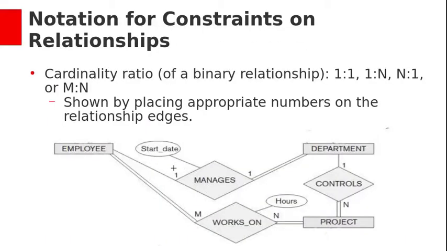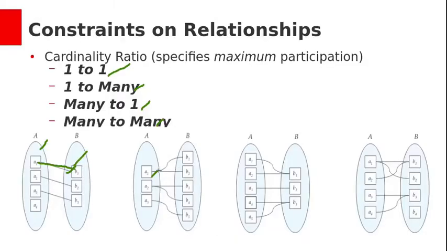In our example database, manages is the 1-to-1 binary relationship. It means one department can have at most one manager, and one employee cannot be manager for more than one department. See here, an entity in A is associated with many entities in B, and an entity in B is associated with at most one entity in A. This is 1 to many. An entity in A is associated with at most one entity in B, and an entity in B is associated with many entities in A. This is many to one type.